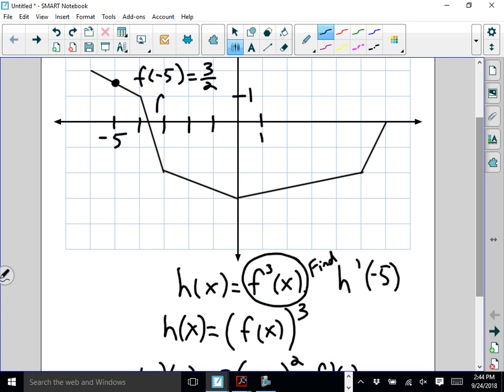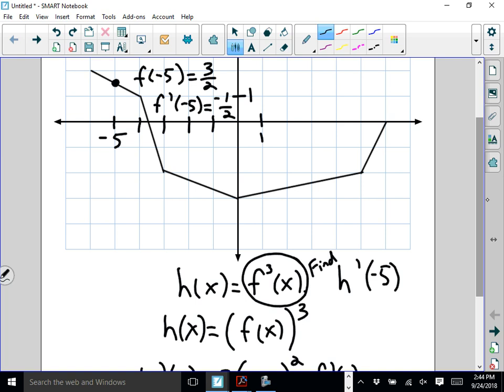Well, f prime of negative 5 is simply the slope of the tangent line. And since this thing is a line segment, it's just the slope of the line segment at negative 5. That slope, again, is negative because our function is decreasing there. We have negative 1/2. So I'm going to go ahead and plug those values in down here.